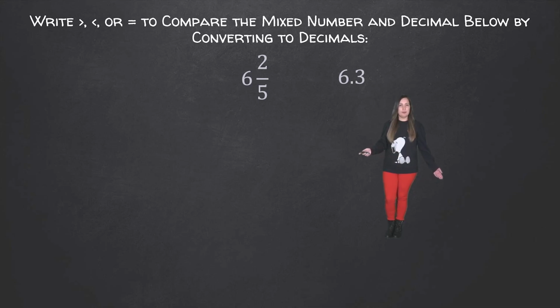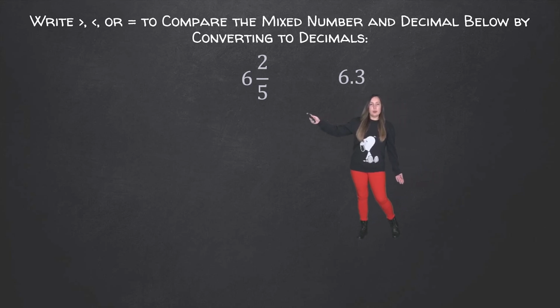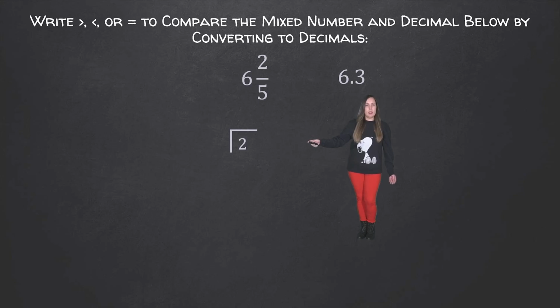So we're going to make sure that both of these are decimals to make it a little bit easier to compare. Now, 6 and 3/10 already is, so we're going to take 6 and 2 over 5 and convert it into decimal form. So we're just going to work with the fraction for right now and ignore the whole number. So we're going to take 2 and divide it by 5. So we're dividing the numerator by the denominator.